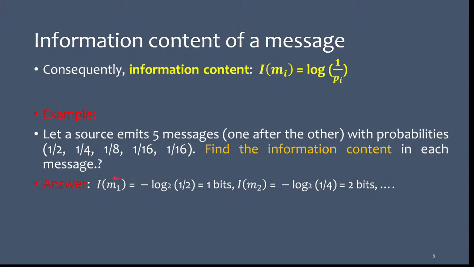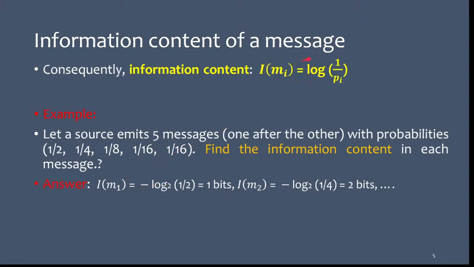How can you find the information content in each message? It's very simple. The idea here is you need to find the self information of every message. For example, this is the first message, you need to find out its information. So information of this particular message M1 is equal to log of its 1 by probability. So, or minus log of probability.